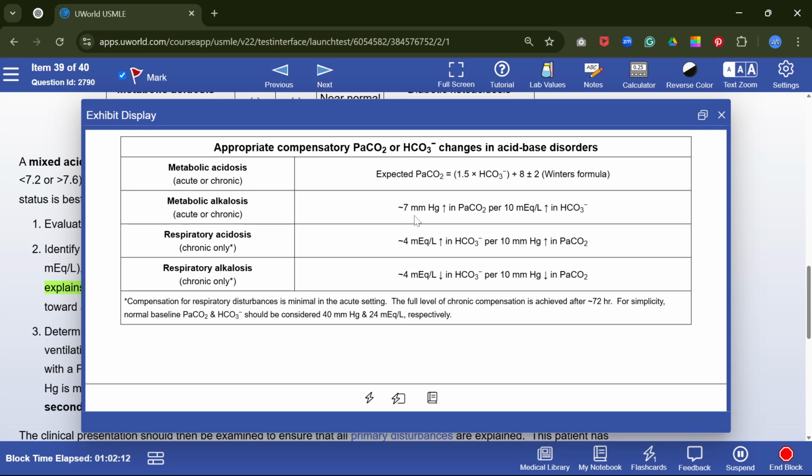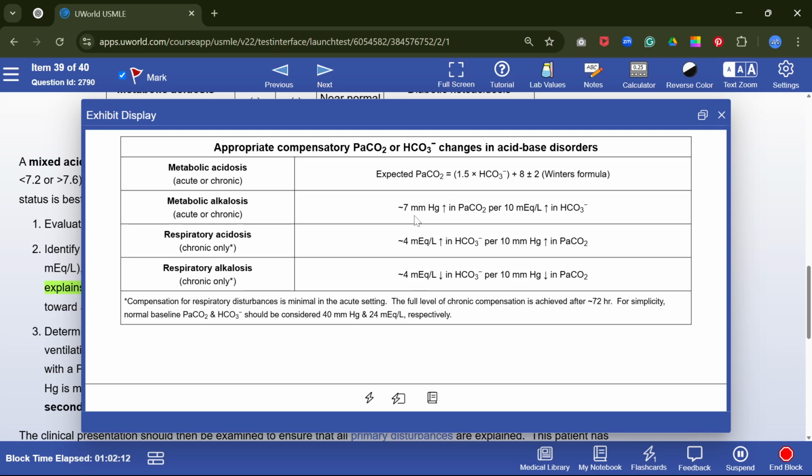Remember this. In respiratory acidosis, what will happen? There is a 4 milliequivalent increase of bicarbonate per 10 millimeter increase in PaCO2. So respiratory acidosis looks like the reverse of metabolic alkalosis. What happens in acidosis? pH is low and it will take the reverse formula, like 4 out of 10. So 4 millimeter increase in bicarbonate per 10 millimeter of PaCO2.